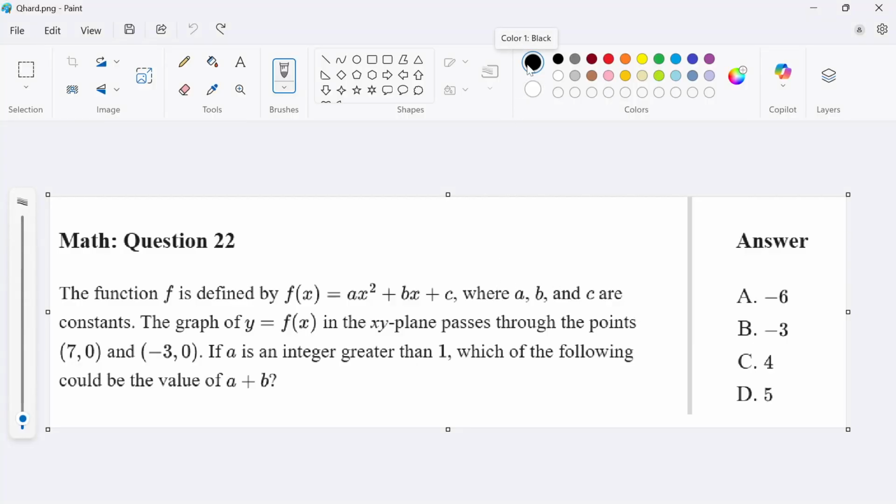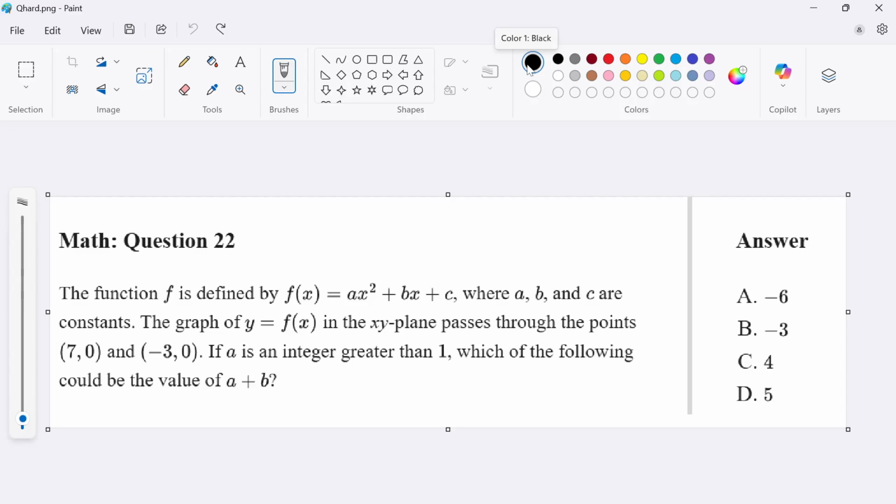This is Digital SAT Practice Test 6, Math Module 2 Hard, Question 22. It says the function f is defined by f of x equals ax squared plus bx plus c, where a, b, and c are constants. The graph of y equals f of x in the xy plane passes through the points (7, 0) and (-3, 0). Notice the y values are 0.